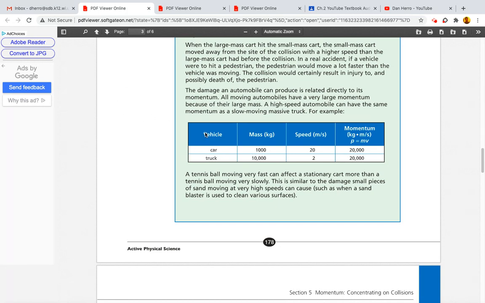For example, a car with a mass of 1,000 kilograms traveling at a speed of 20 meters per second has a momentum value of 20,000. A truck with a mass of 10,000 kilograms moving at 2 meters per second has a momentum of 20,000.